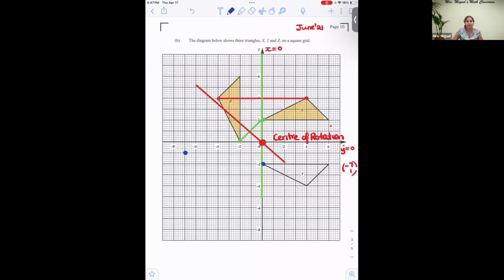I will give you a couple minutes for you to do it. We translate Y -7, 1. So go ahead. We're supposed to be able to get a mark.